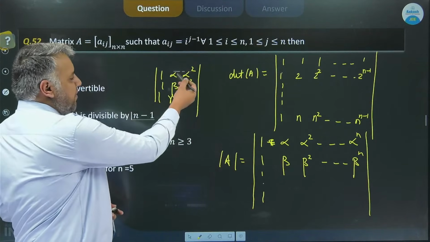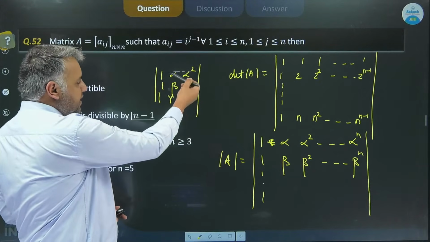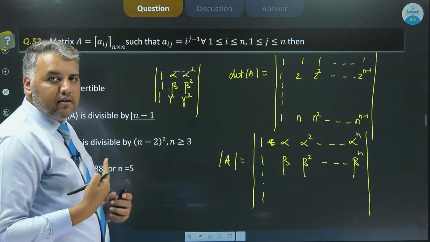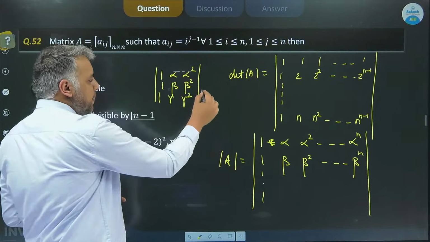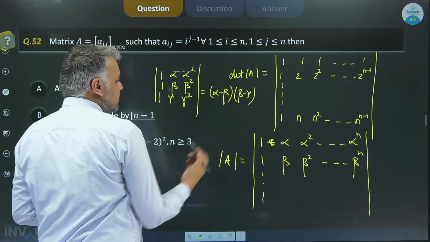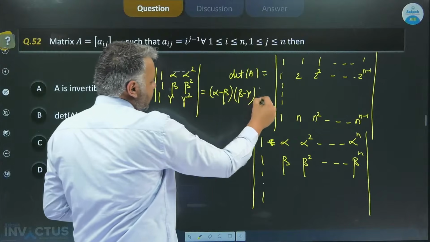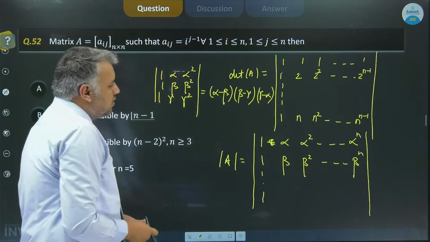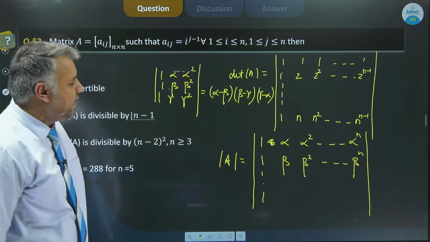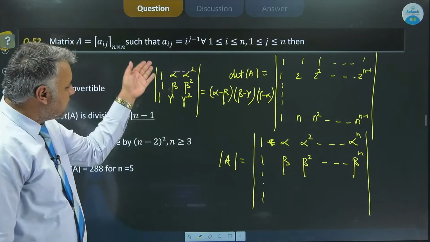And if I replace alpha by beta, then this will be 0 because 2 rows will be the same. So there must be a factor like alpha minus beta. Similarly, if I replace beta by gamma, again the determinant is 0, so it must have the factor beta minus gamma also. Similarly, alpha and gamma. So this determinant can be expressed as the product of these 3 factors, because the degree of the variables will be 3, and here also the degree is 3.